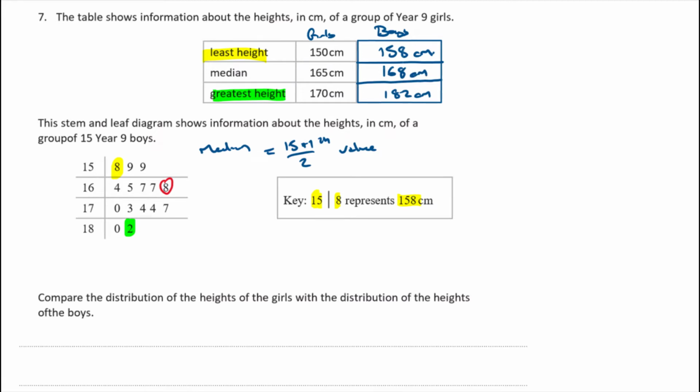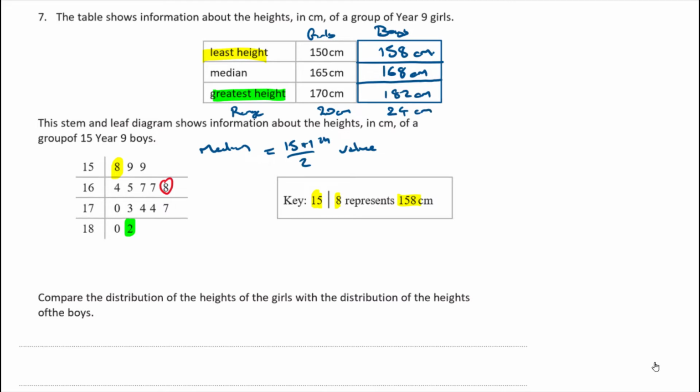Okay, right, so what else do we need to do? I need to compare the distributions. So I'm going to compare the medians, and I've got least height and greatest height, so I should be able to find the range for both of these, shouldn't I? So the range for the girls is going to be 170 take away 150, the greatest take away the least, which gives them a range of 20. And the boys is going to be 182 take away 158, which is, what's that? That's 24 centimeters, isn't it?